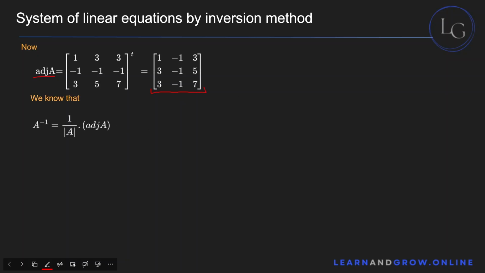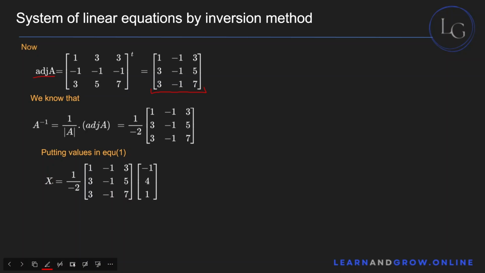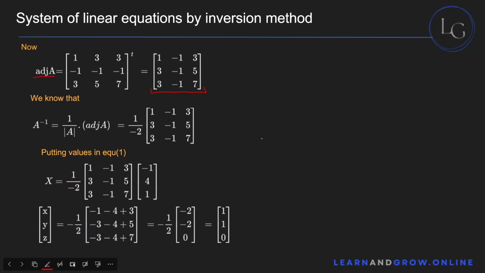Now you'll divide the adjoint of A by the determinant of A, and you get this here. And then, as you remember, X is equal to A inverse B. This is A inverse, and this is B. You'll solve this. Basically you multiply this matrix here with this matrix to get this matrix, and then you'll divide that by minus 2, and so you'll get this as the result. So x is equal to 1, y is equal to 1, and z is equal to 0. And that's how you'll solve this.